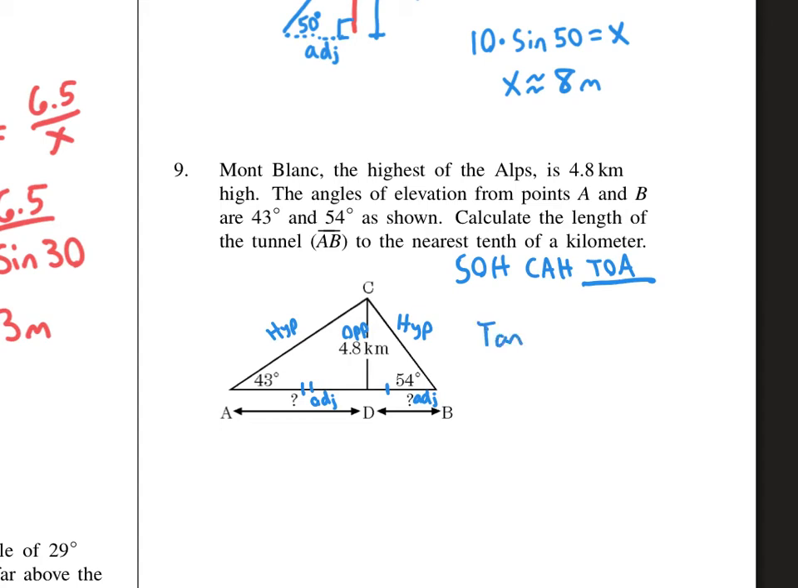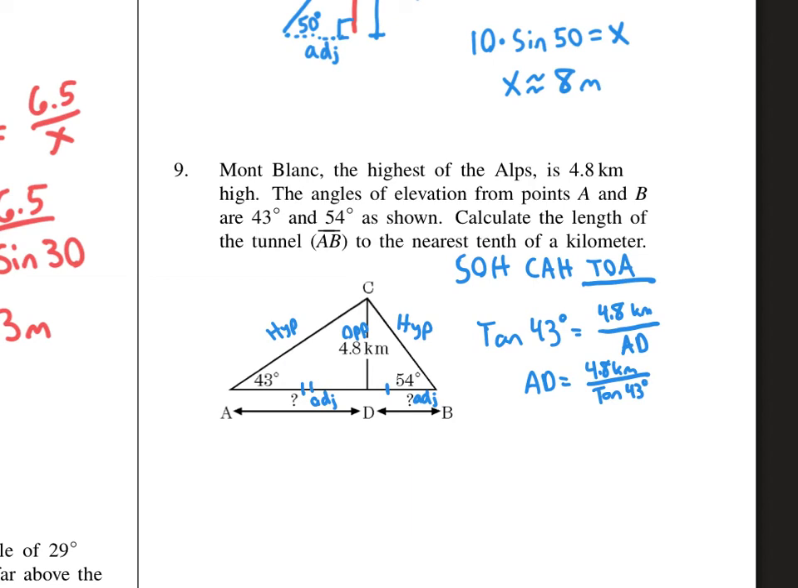The tangent of 43 degrees equals opposite over adjacent. The opposite is 4.8, and our answer is in kilometers. So that's very good. That makes this a lot easier. 4.8 kilometers over, and then at the bottom I'm just going to put AD, because that's the distance from A to D when you write two variables like that. Okay, for this one we swap their locations. AD will equal 4.8 kilometers divided by the tangent of 43.